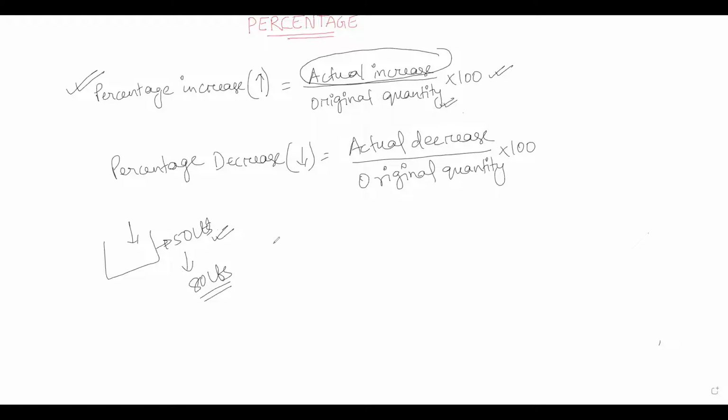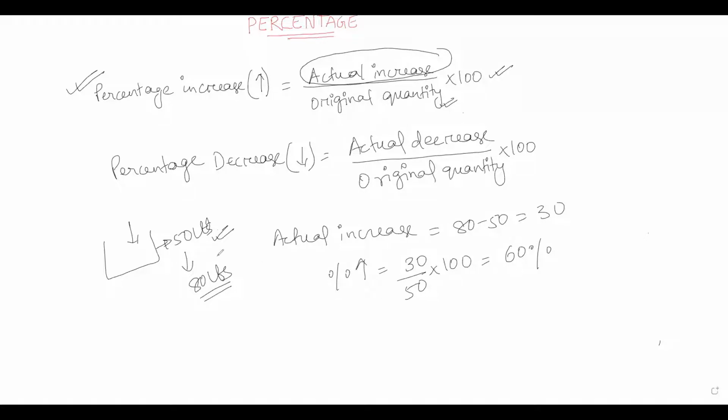So in this case, the actual increase would be 80 minus 50, so that is 30. And the original quantity is 50. So we can say that the percentage increase would be simply 30 upon 50 times 100. So if you calculate, this would be coming as 60%.